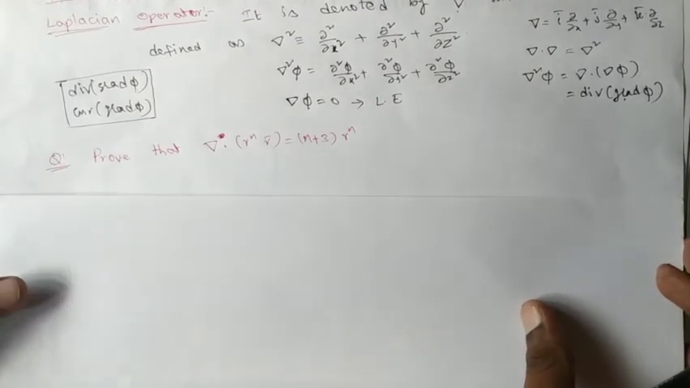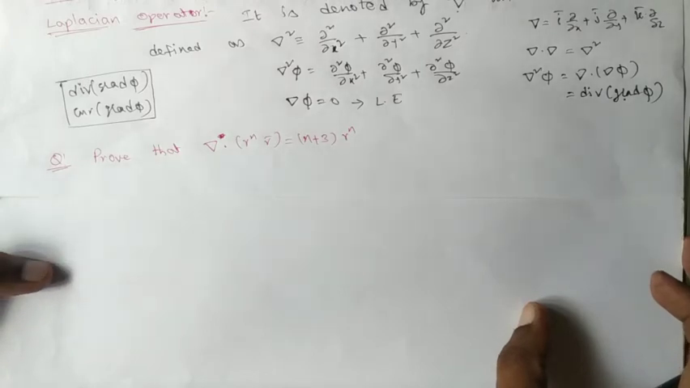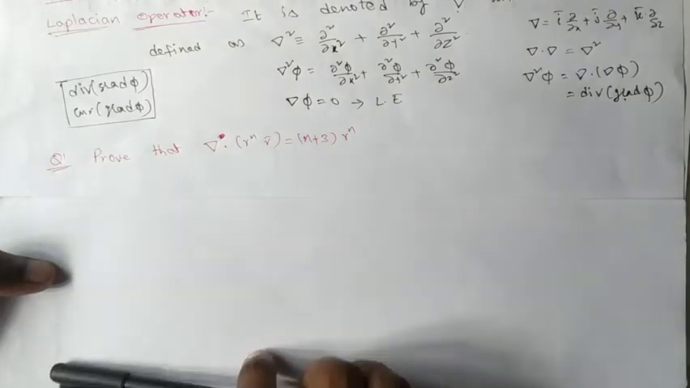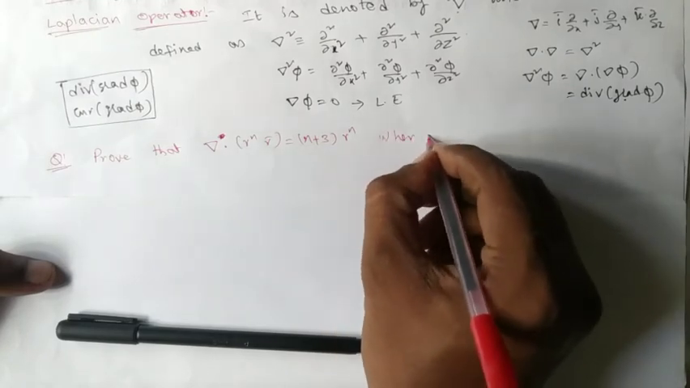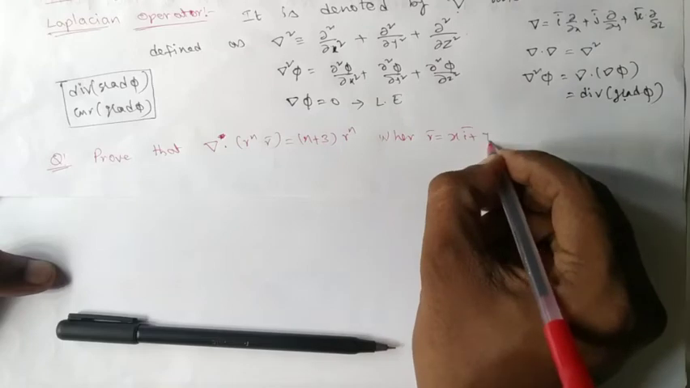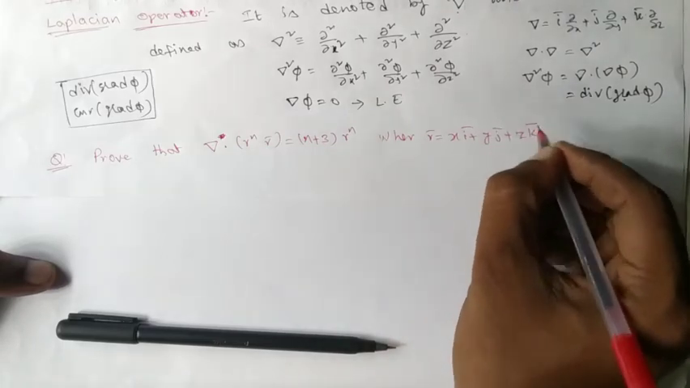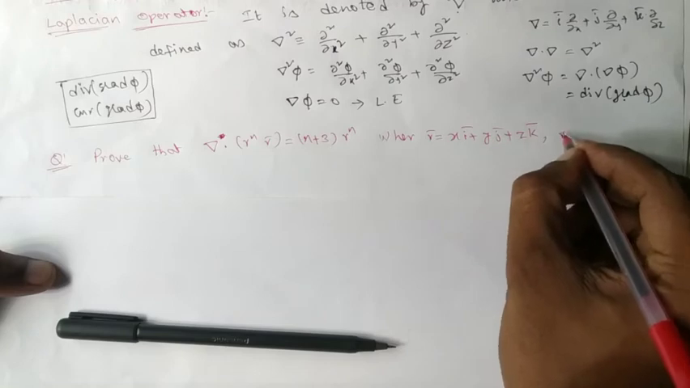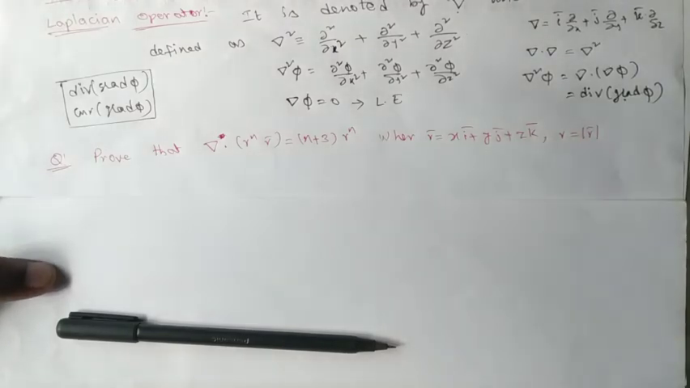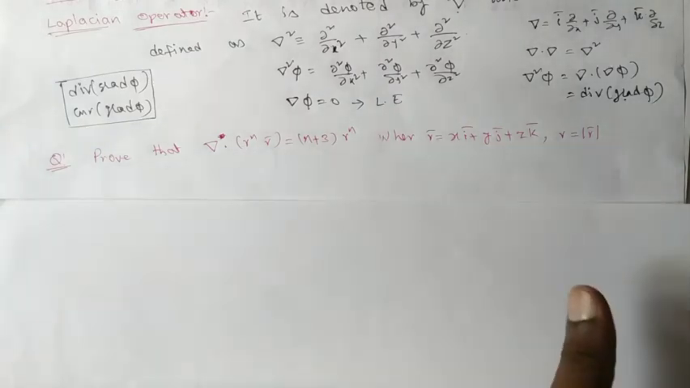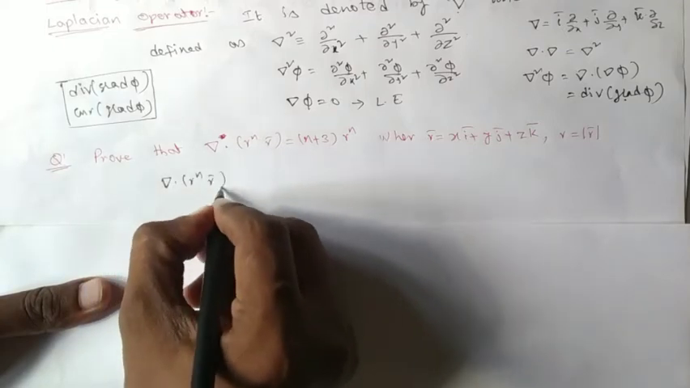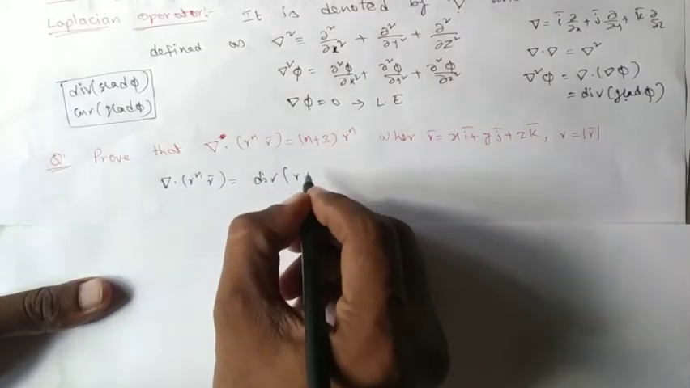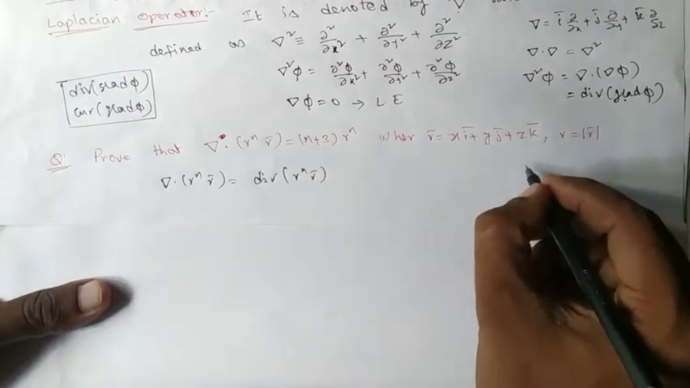Prove that del dot r power n into r bar equal to n plus 3 into r power n. That means divergence of r power n into r bar equal to n plus 3 into r power n. Whether it is mentioned or not, you should remember that r bar is x i bar plus y j bar plus z k bar. That is the position vector, and r is the magnitude of r bar. So I will try to calculate here the divergence of this one.